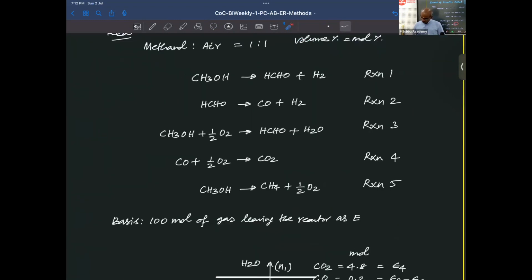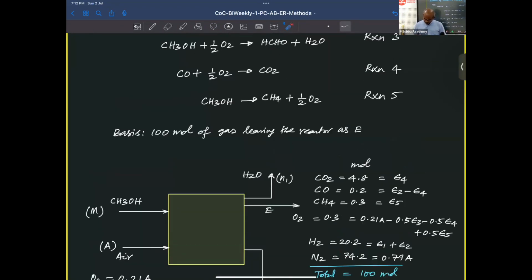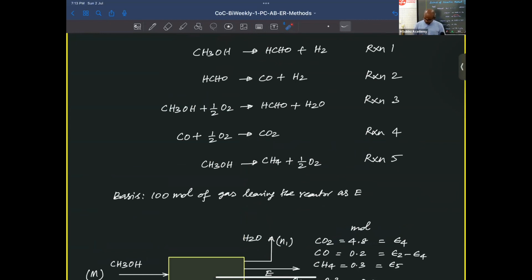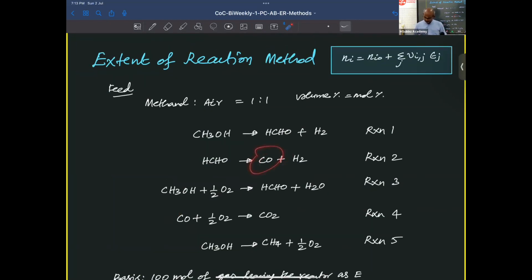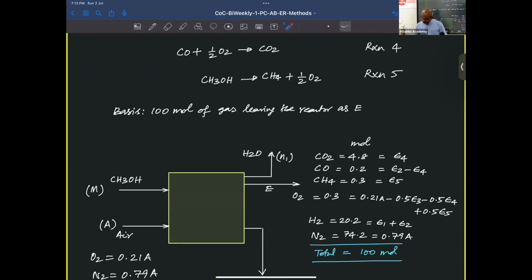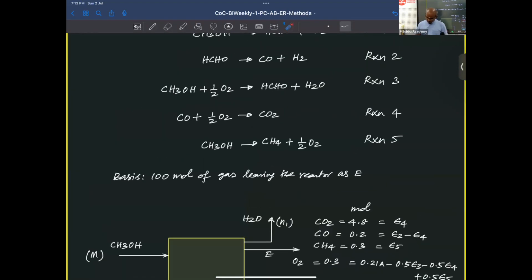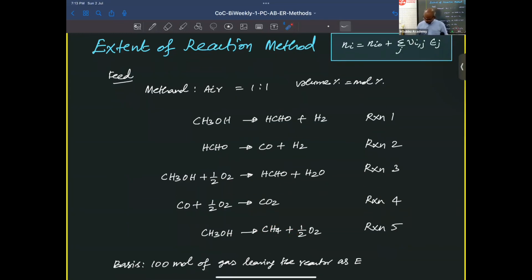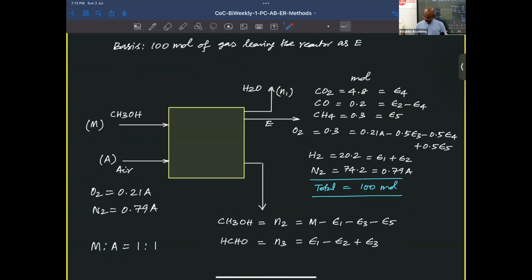So it is simply E4. CO is there in the second reaction, and also in the fourth reaction. Here it has a stoichiometric coefficient of 1, and this one has -1. So we have E2 minus E4. Of course, these components are not there in the feed, which is why there is no plus term; there is no Ni naught for these components. Similarly, also write for methane. Methane is there only in reaction 5 alone. It is directly E5, which is 0.3.